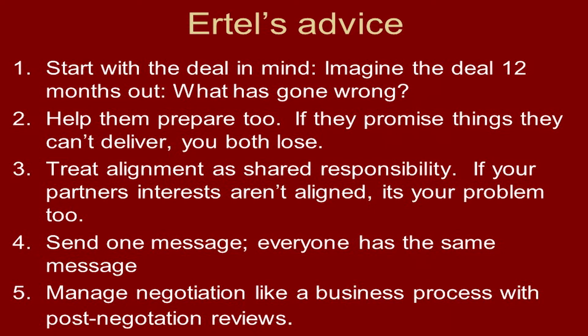First, start with the deal in mind. Imagine the deal 12 months out. What has gone wrong? Second, help your partners prepare too. If they promise things they can't deliver, you both lose. Third, treat alignment as shared responsibility. If your partner's interests aren't aligned, it is your problem too. Fourth, send one message so that everyone has the same message. And finally, manage negotiation like it's a business process, with post-negotiation reviews.